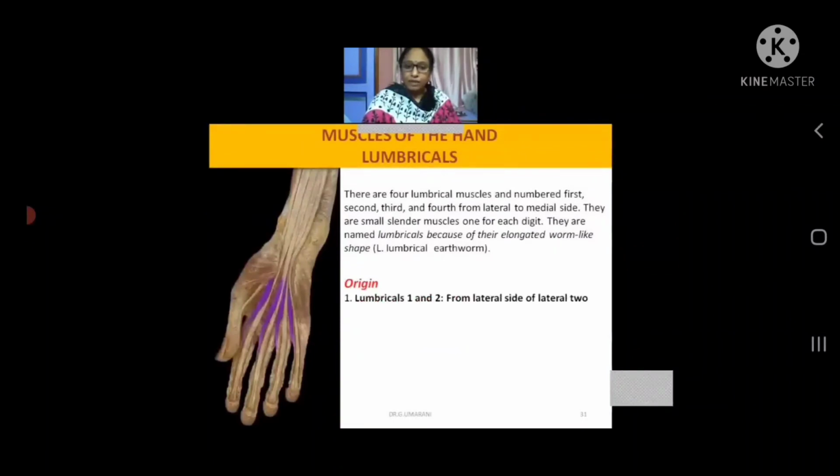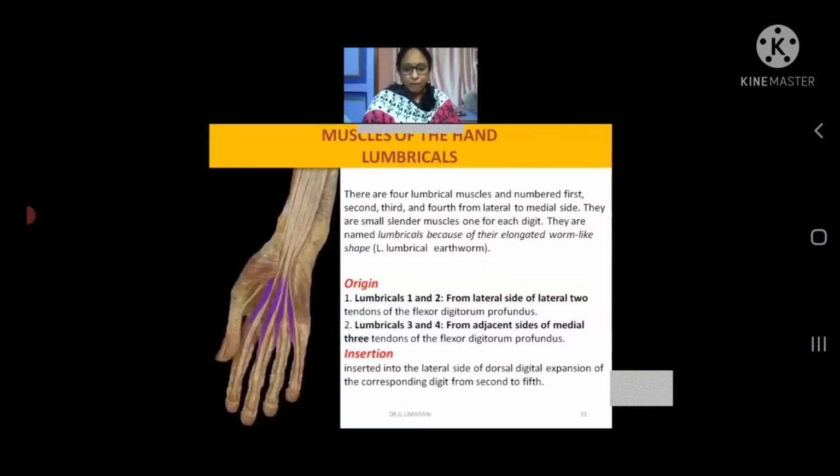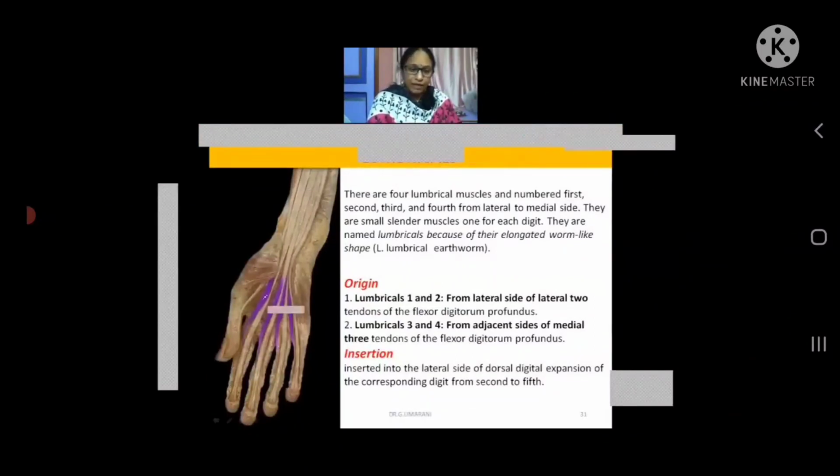They arise from the flexor digitorum profundus tendons. Lumbricals 1 and 2 arise from the lateral 2 tendons, and 3 and 4 from the adjacent sides of the medial 3 tendons of the flexor digitorum profundus. They are inserted to the lateral sides of the dorsal digital expansion of the corresponding digits, second to fifth. The numbering is like this: number 1, number 2, number 3, and number 4.